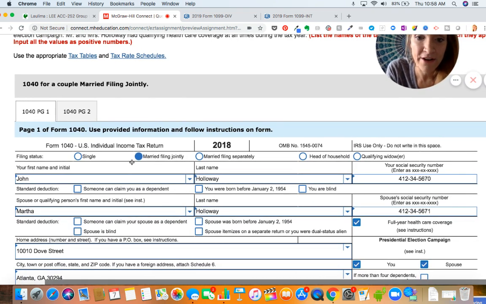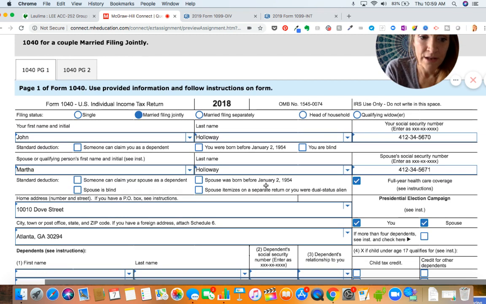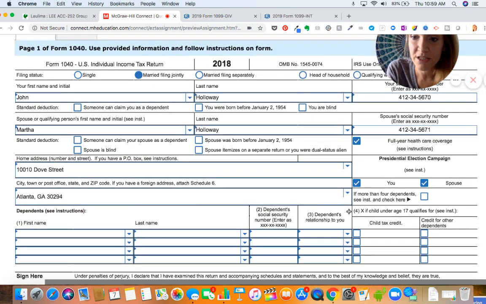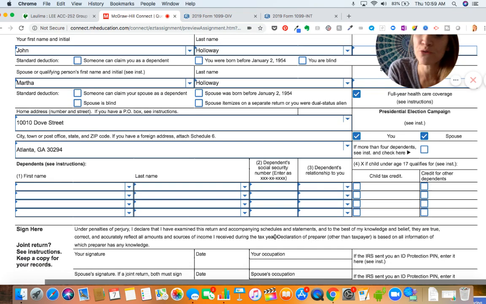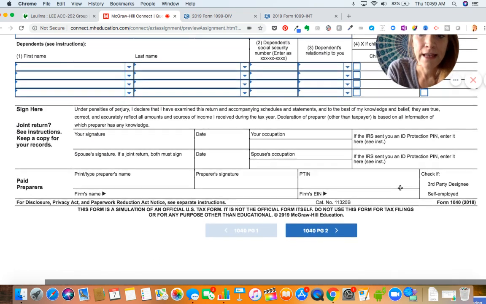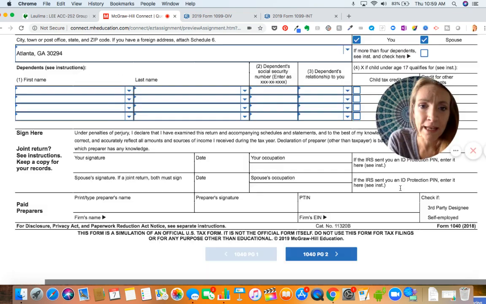So here we check the married filing joint. We do John's information first, his social, then Martha here. Down here we enter their address. We check the box for health coverage. We check the box for both of them to contribute to the presidential campaign. No dependents. And that's all for page 1.